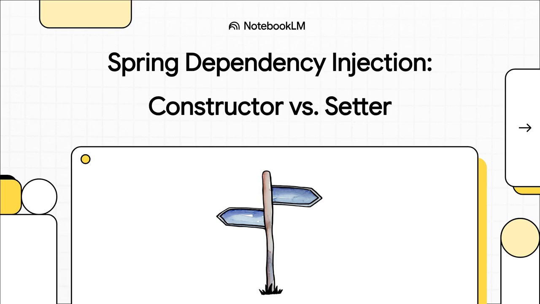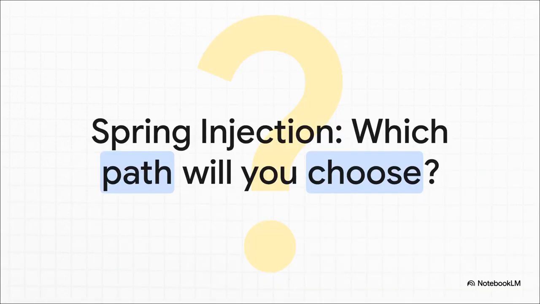So in this explainer, we're going to break it all down. So, which path are you going to choose? And look, this isn't just about how you type out your code. No, this is a real strategic decision. It's going to directly affect how reliable, how testable, and just how clean your application really is. So, let's dive right in.